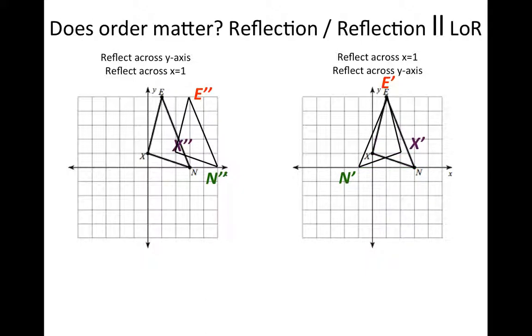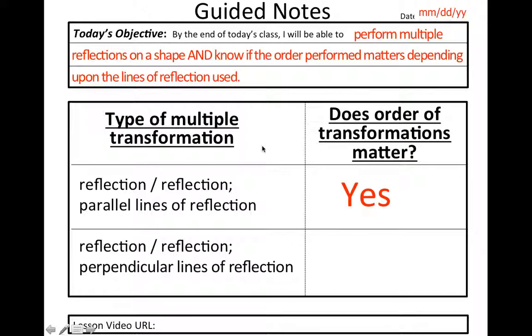And from this new triangle, I'm going to reflect over the y-axis. So E is 1 to the left, continue 1 to the left. That's E double prime. N is 1 to the right, so I continue 1 to the right. That's N double prime. And then X is 2 to the left, 2 to the left more is X double prime. Can draw that triangle, and then I can get rid of all the intermediate steps, so I can just compare these two. And when I look at these triangles, I see that the first triangle we created is to the right of the second triangle that I created. It is 4 units to the right. And so the answer is that they're not the same. So with parallel lines of reflection, the order does make a difference.